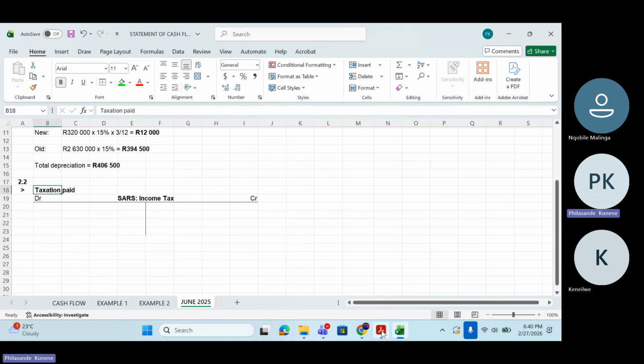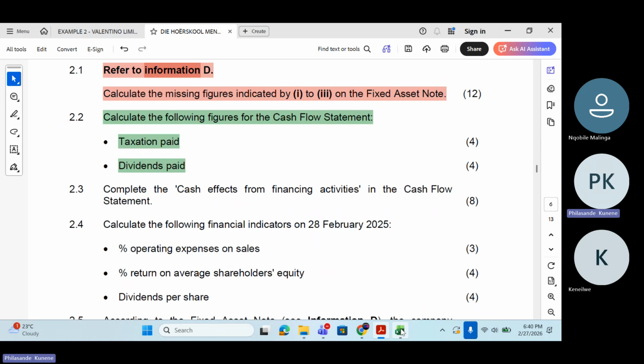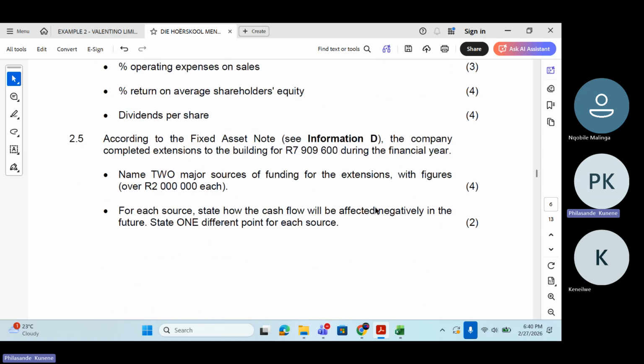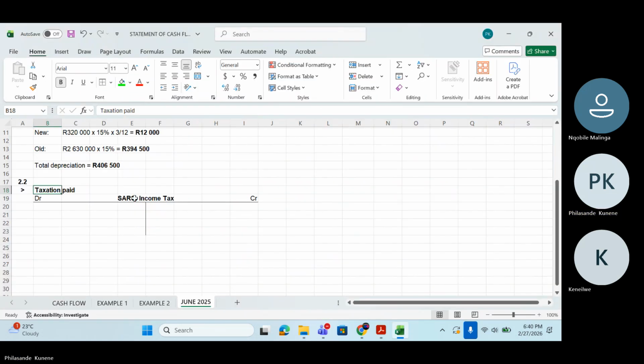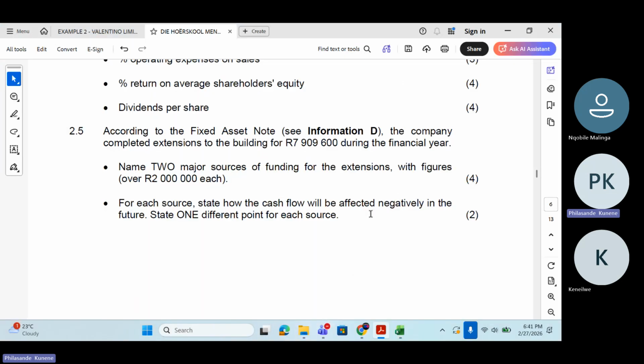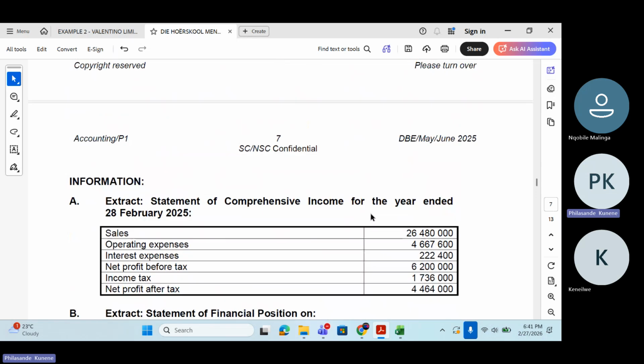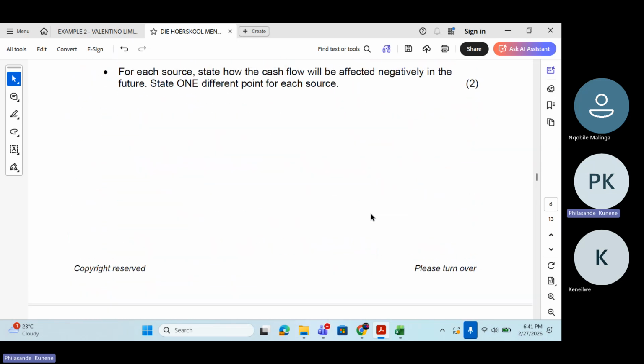Now let's go to the information. Remember, we need an opening balance here. We need a closing balance. Remember, this account can be an asset, it can be a liability. That's why it's tricky. Unlike shareholders for dividends, which will always be a liability, unlike a mortgage loan, which will always be a liability, this one can be a liability or an asset. So you need to be careful when you're doing the SARS income tax account. Okay, we're doing the taxation paid first.